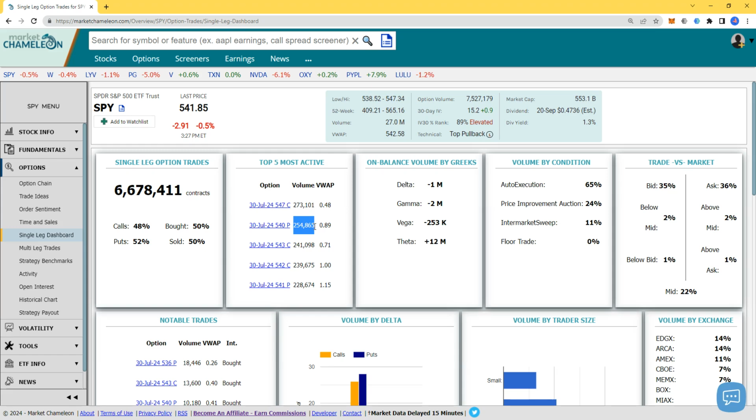Again, it depends on your risk, depends on everything. I'm not even saying to do this. You could lose all your money, but just things to consider. This was a pretty even day, even though we dropped.